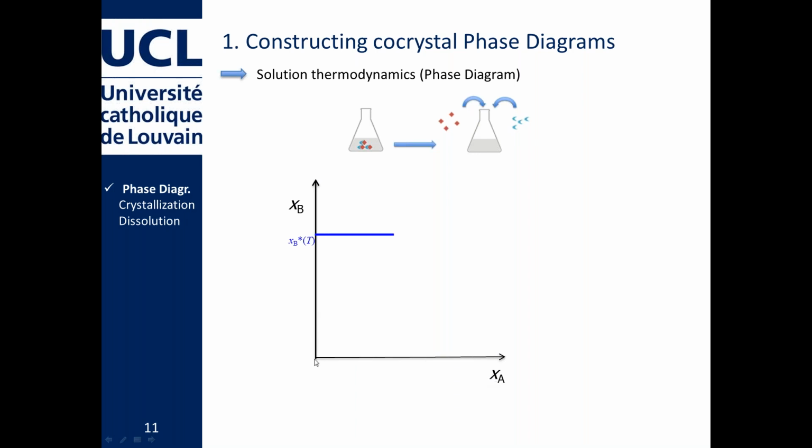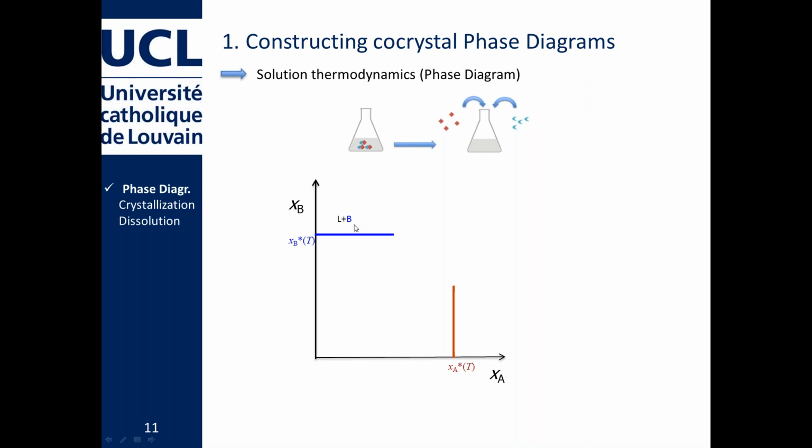What would happen if at a given temperature, let's say 25 degrees Celsius, I increase the amount of B? Well, first of all, you have a very low concentration of B, you have almost no B, and you increase the concentration of B. At a certain moment, B is no longer soluble, and it crystallizes out. So this value here represents the solubility of B.